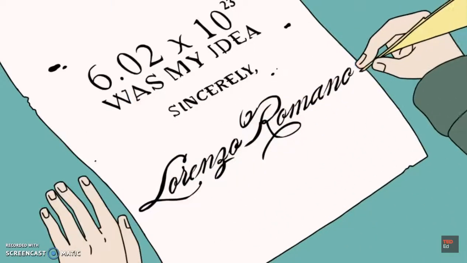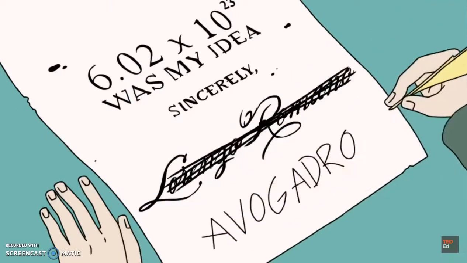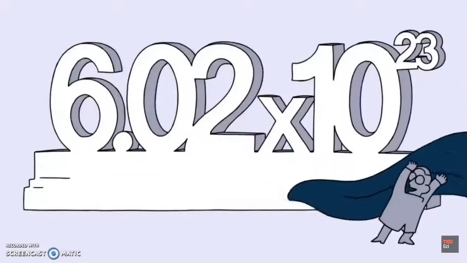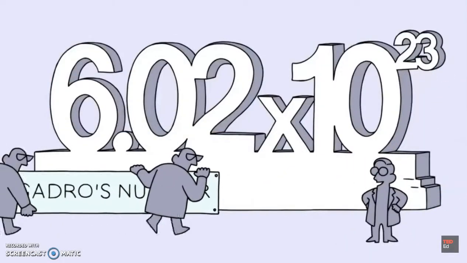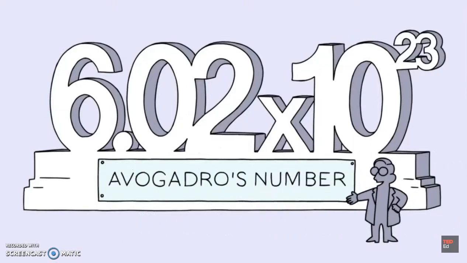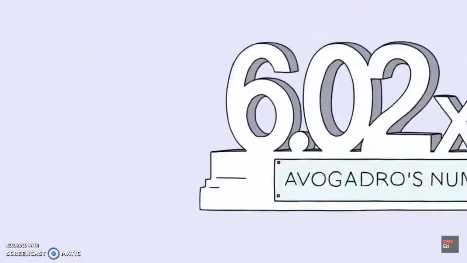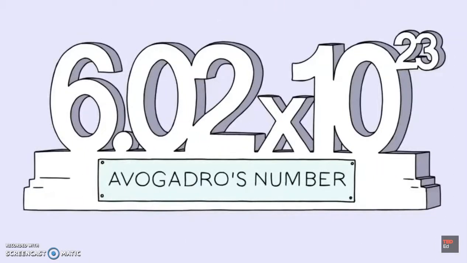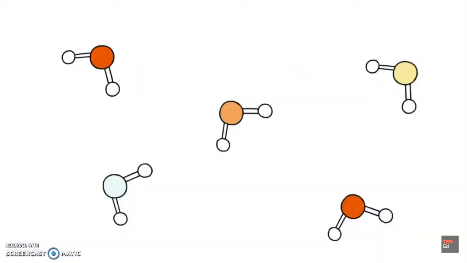Since Lorenzo Romano, never mind, Avogadro was the first one to come up with this idea, scientists named the number 6.02 times 10 to the 23rd after him. It is simply known as Avogadro's number. Now, back to the mole. Not that mole. This mole. Yep, this number has a second name, the mole.